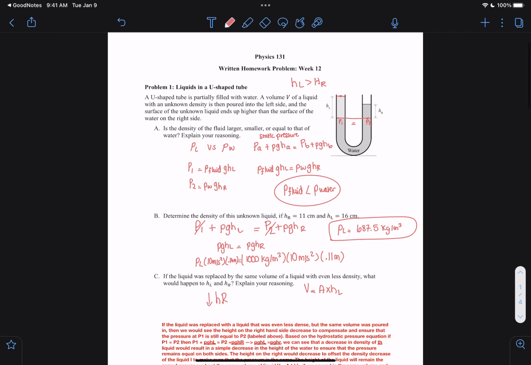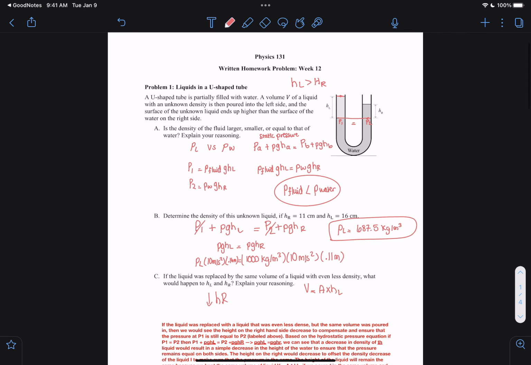And please feel free, anybody else, if you want to chime in as well, just so we can keep things moving. So if we replace with the same volume of liquid but greater density, would HL decrease?